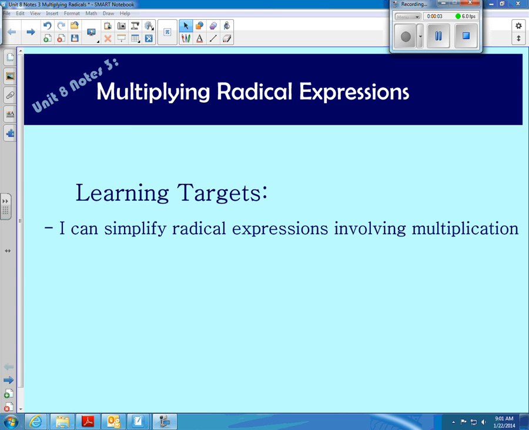Welcome back, guys, to Unit 8, Notes 3. Today we're going to be multiplying radical expressions. Our learning target today is: I can simplify radical expressions involving multiplication.